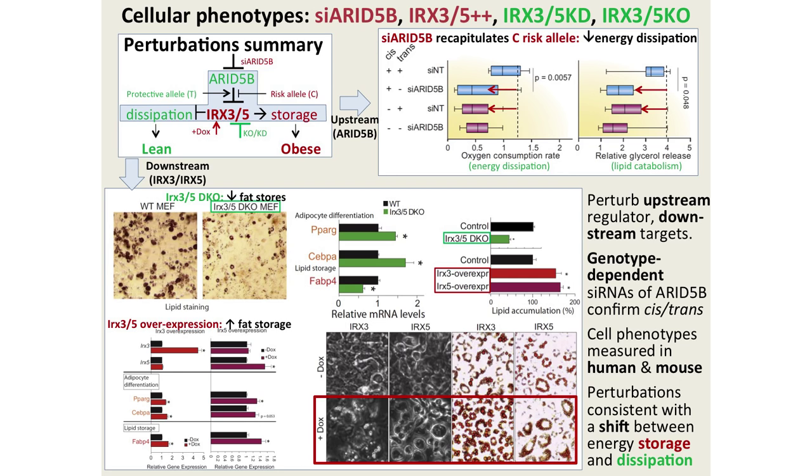And then we also did an overexpression of IRX3 and IRX5, again in human cells in this particular case, to look at the lipid function. And indeed, whenever you turn on IRX3, you go towards storage and obesity. Whenever you turn them off, you go towards dissipation and lean. So that's the cellular phenotypes. What about the organismal phenotypes?